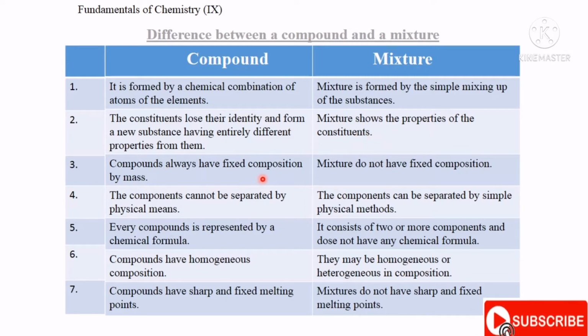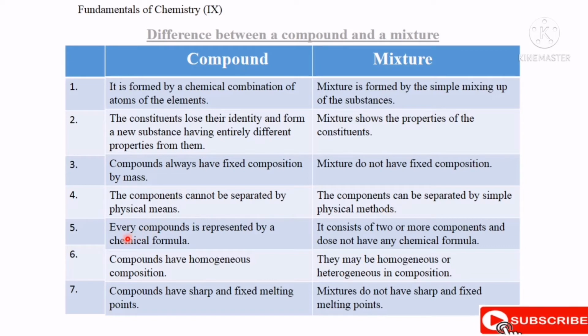Compounds have fixed composition by mass, whereas mixtures do not have fixed composition. And compounds cannot be separated by physical means, because making a compound is a chemical change, so it cannot be separated by physical means. It must be chemical means to separate out components. Whereas a mixture is a physical phenomenon, so the components can be separated by simple physical methods.